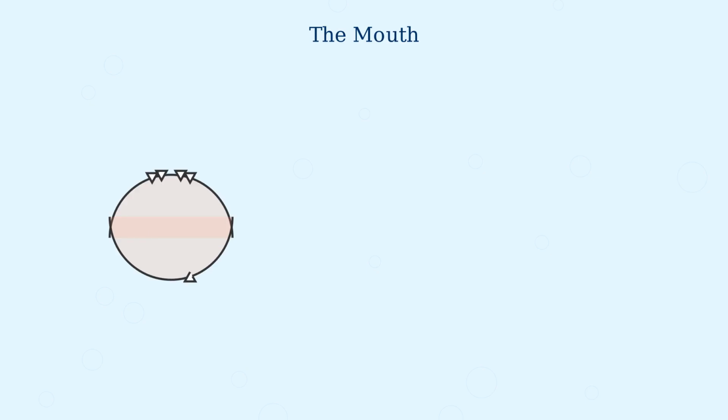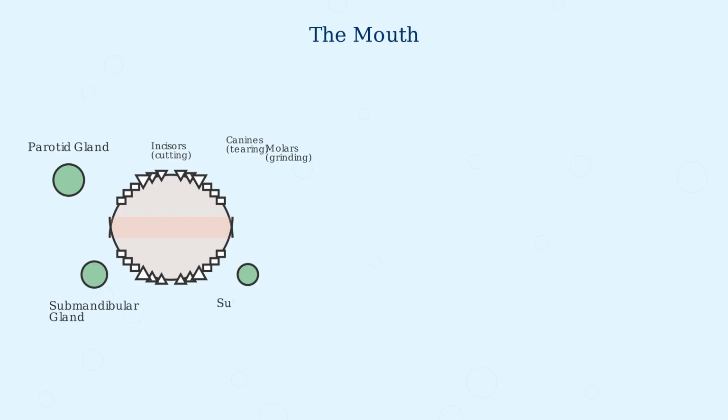Food enters through the mouth, where mechanical digestion begins with the teeth. Different teeth have specialized functions: incisors for cutting, canines for tearing, and molars for grinding. The salivary glands secrete saliva containing amylase, an enzyme that begins the digestion of carbohydrates. Amylase begins breaking down complex carbohydrates into simpler sugars.